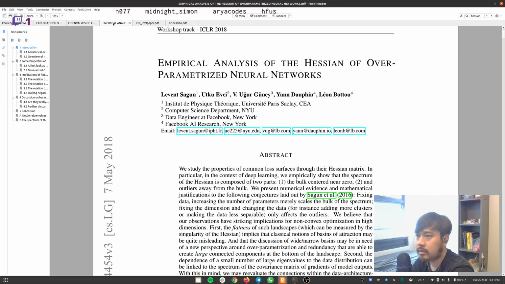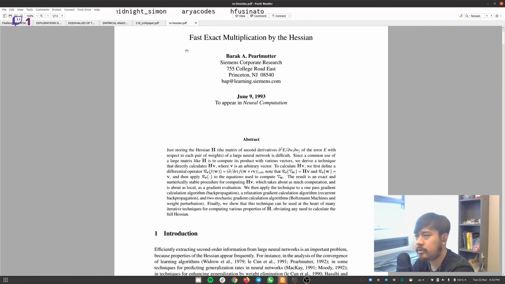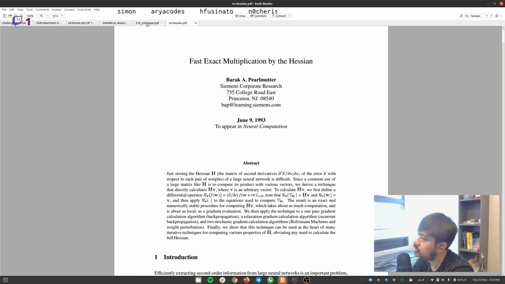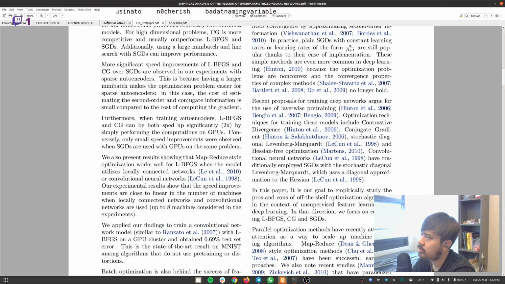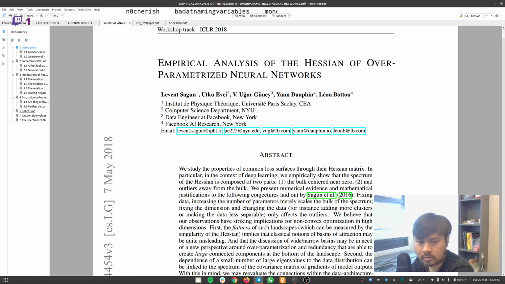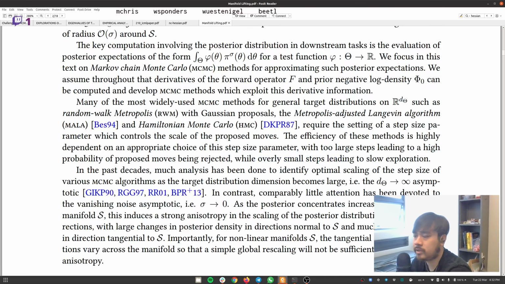Okay. Lastly, they compute the full Hessian. I'm just going to compute the full Hessian. I need to worry about, because we need the Hessian. What's the method? Let me just check real quick.